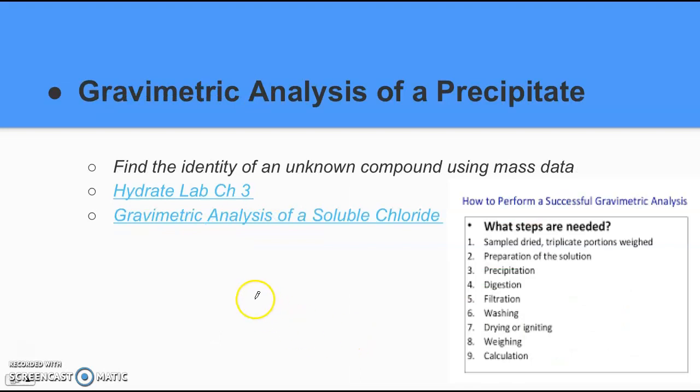Okay, the next one is gravimetric analysis of a precipitate. With this lab, you want to find the identity of an unknown compound using mass data. The term gravimetric analysis just means that you're finding the weight of something and then doing some calculations. The lab that we did was the hydrate lab, where we got a yellow precipitate, filtered it, dried it, and then did some calculations with that. There's a link to that lab sheet right here.